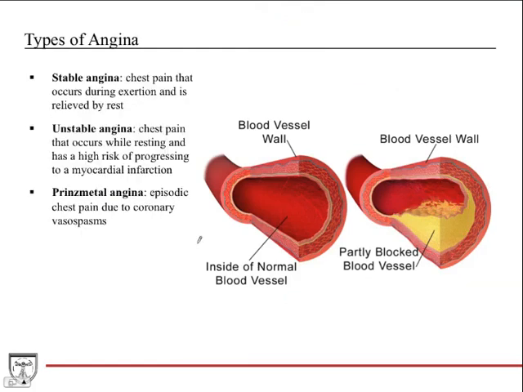So there are 3 types of angina. There's stable angina, which is chest pain that occurs only during exertion, and it's relieved by rest. So that same concept: when you put more work on the heart, during exertion, walking upstairs, running, those types of things, you need the heart to pump harder and faster, and when it pumps harder and faster, it needs more oxygen. And when it needs more oxygen, if you have a limited blood flow, you're going to feel it.